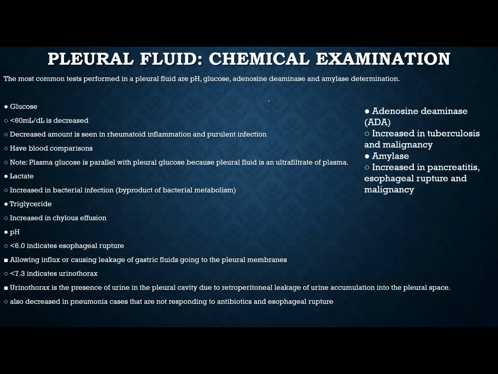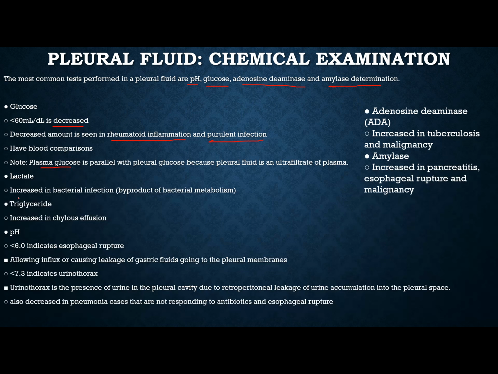Let's go to the chemical examination. So the most common tests performed in pleural fluid class are pH, glucose, adenosine deaminase, and amylase determination. So glucose class, if less than 60 milligram per dl, it's considered decreased. Decreased amount is seen in rheumatoid inflammation and purulent infection. You need to do a blood comparison. When you say blood comparison class, you have to compare your pleural fluid glucose with your plasma glucose.